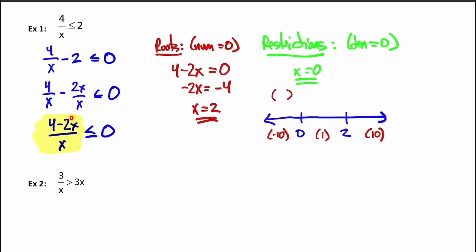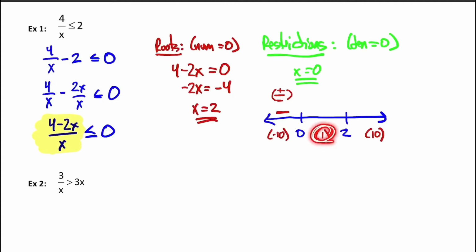I'm going to plug in a negative 10 right here. You just got to be careful. 4 minus 2 times negative 10. That's going to give me a positive 20. So the numerator of my fraction is going to be positive. And then if I plug a negative 10 in the denominator, well, that's just negative 10. So the bottom of my fraction is going to be negative. So I have a positive divided by negative. So overall, that's going to be negative.